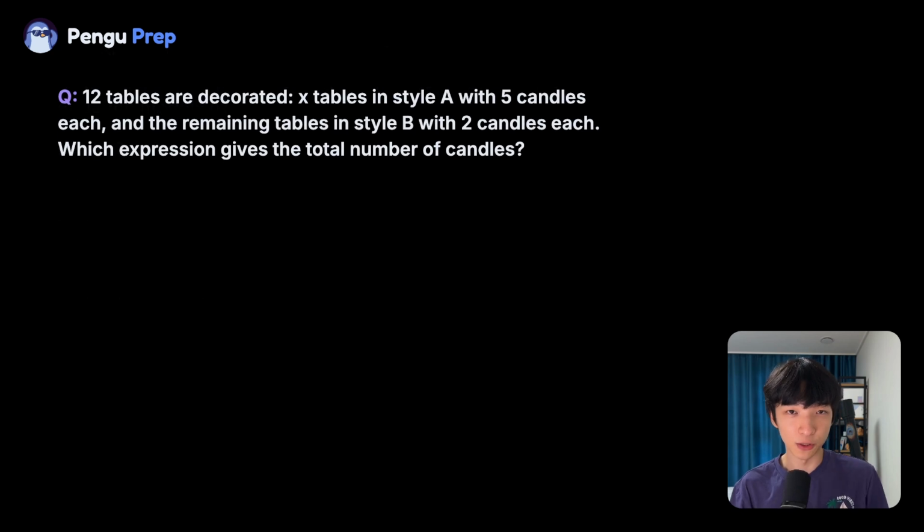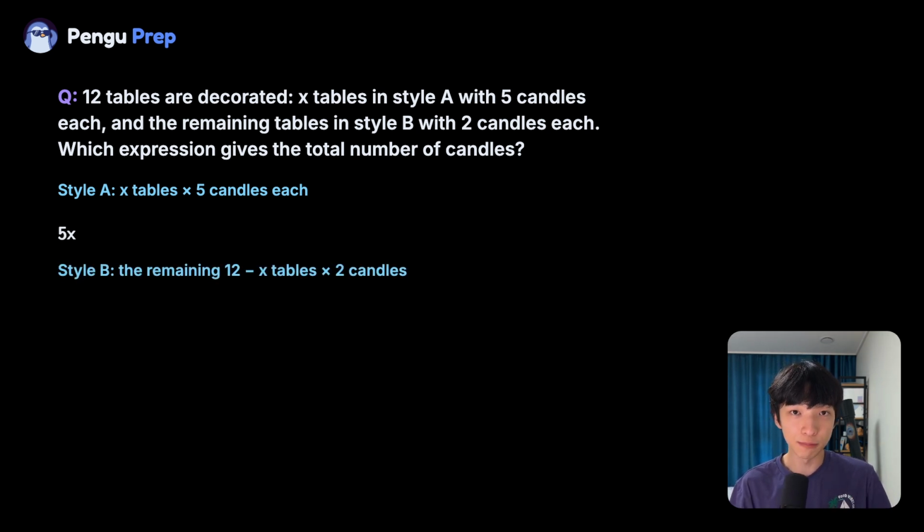Pause the video and try this one yourself. Done? To solve this problem, we have to find the total number of candles used for each style. And to find that, we have to multiply the number of tables in each style by the number of candles that are placed on each table for that style. For style A, we know that we use a total of X tables, and there are 5 candles per table. That makes 5X candles. So style A uses 5X candles.